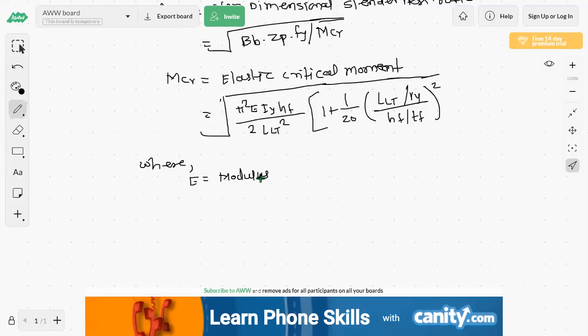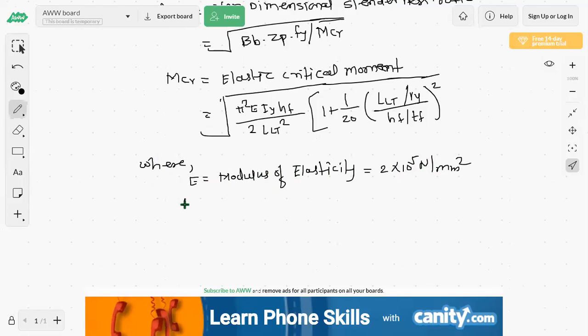Modulus of elasticity. Capital E is the modulus of elasticity, and the value of modulus of elasticity for steel is 2 into 10 raised to 5 Newton per mm square. Then the second unknown is Iy. Pi value everybody knows. Iy is the moment of inertia.